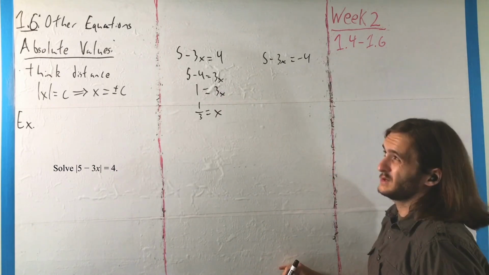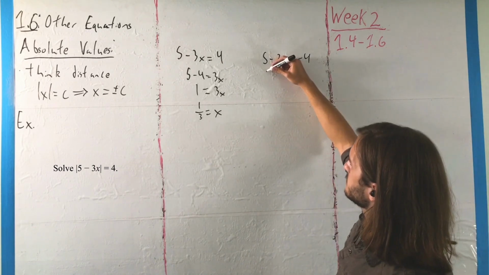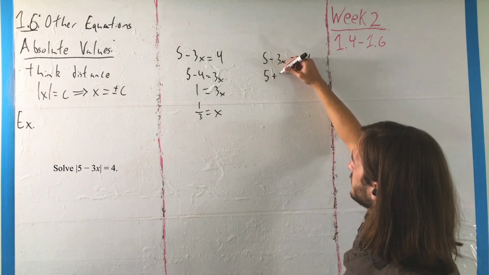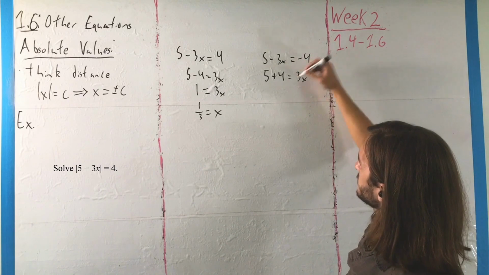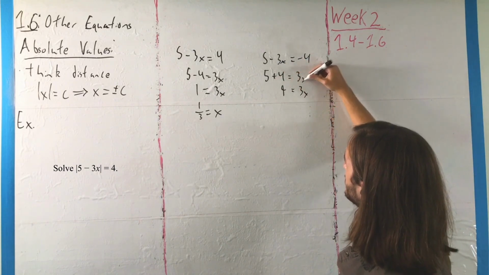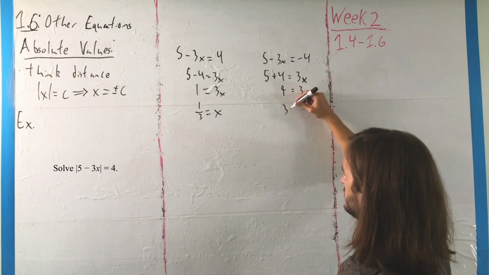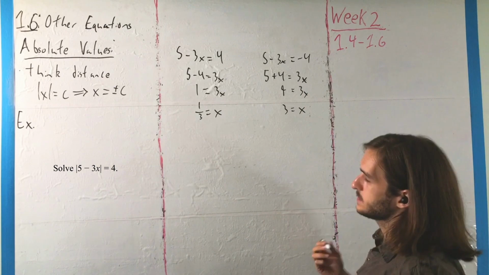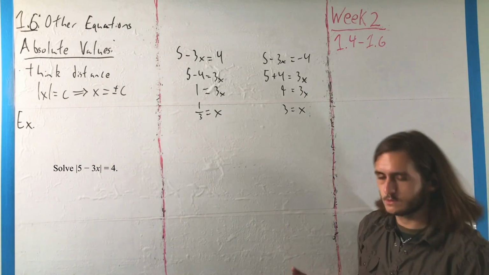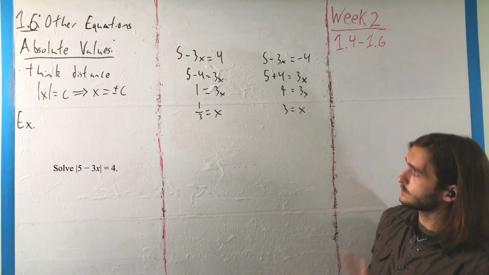Meanwhile, on the other side, we're going to do the same thing, but it'll go in a slightly different way. Here, we'll end up with 5 plus 4 is equal to 3x, or 9 equals 3x, or as most people would prefer to see that, x equals 3. So, at least on paper, our solution set should be 1/3 and 3.